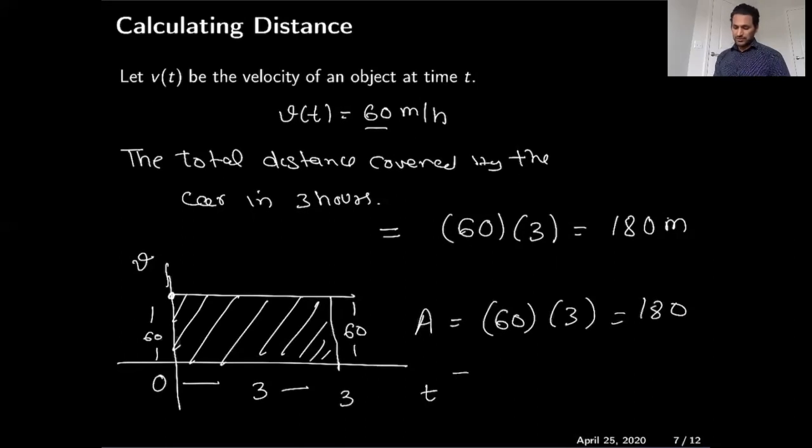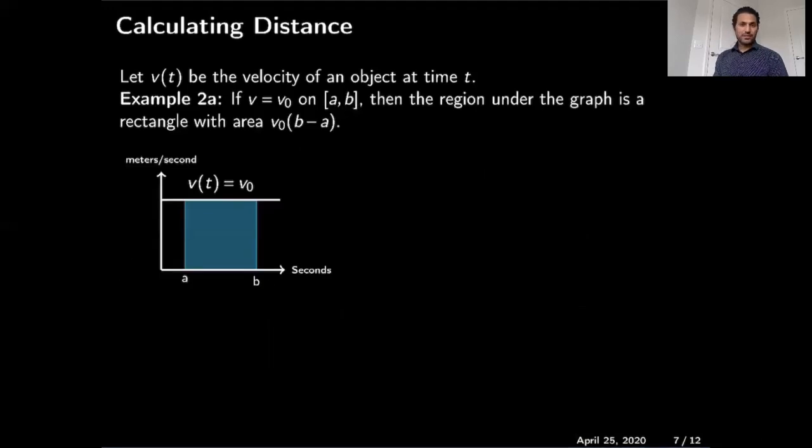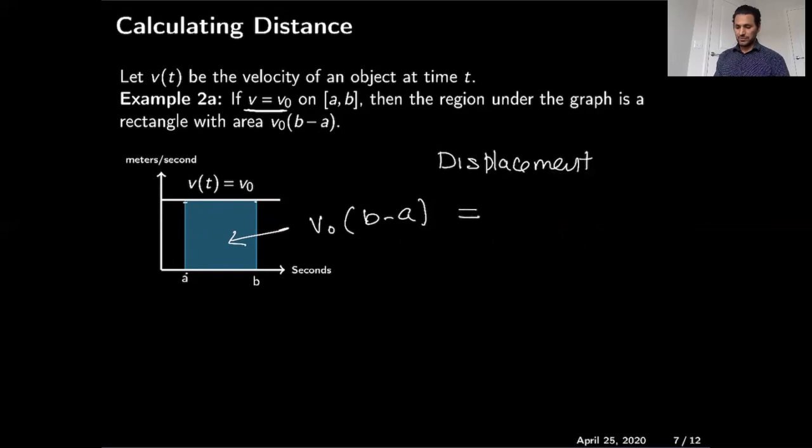So we can conclude here that the area under the velocity curve is equal to the displacement of the object. For example, if your velocity v of t is a constant, you can see the area under this curve is v0 times (b minus a), which is also the displacement of the object traveling from t equals a to t equals b. So the displacement is equal to the area under the graph of the velocity.